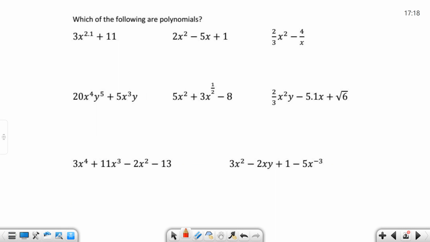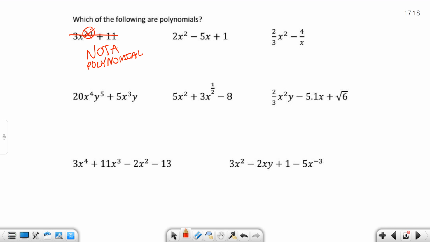So which of the following are polynomials? And if they're not a polynomial, let's circle the reason why or X it out or something. We'll notate it somehow. So if we look at this, right, coefficients can be anything, but the exponents have to be whole numbers. And this is not a whole number, so that is not a polynomial. Not a polynomial here. And it's because of the 2.1 exponent there.